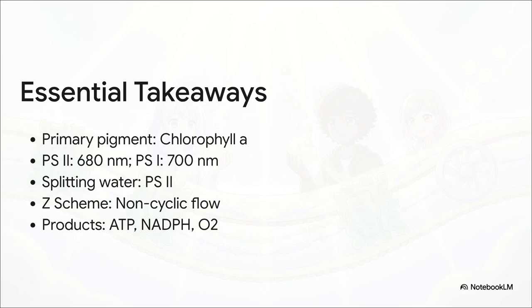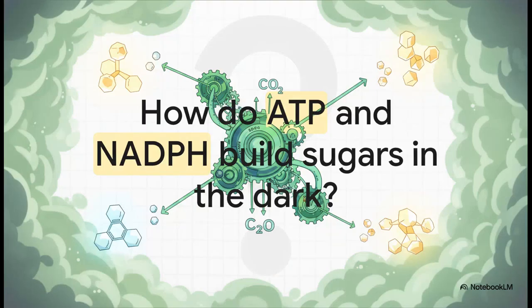Fact 3, the splitting of water, photolysis, the very thing that gives us our oxygen, is strictly 100% associated with photosystem 2. Fact 4, the Z-scheme is a non-cyclic flow of electrons. And finally, remember the whole big picture. The entire biological purpose of these light reactions is just to bank high-energy ATP and NADPH, with oxygen being released as a brilliantly fortunate byproduct. So there you have it. You now know exactly how a plant captures sunlight and turns it into cellular energy batteries.